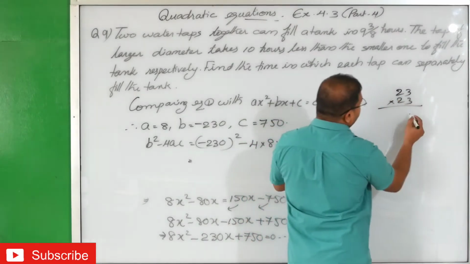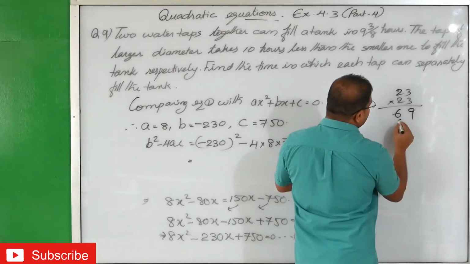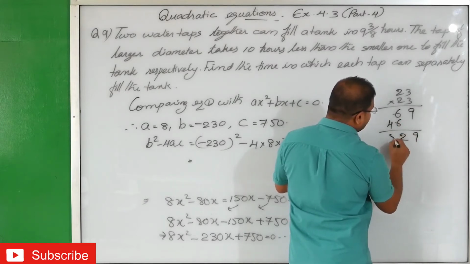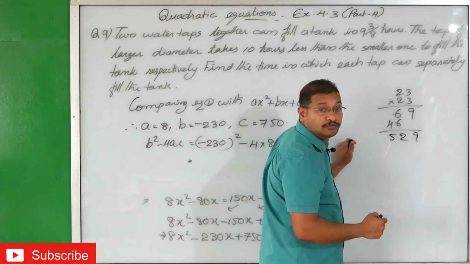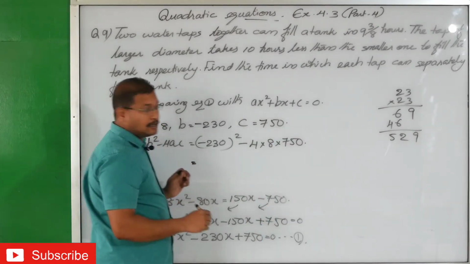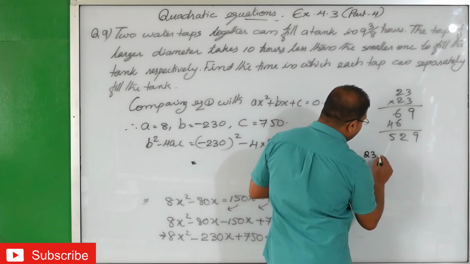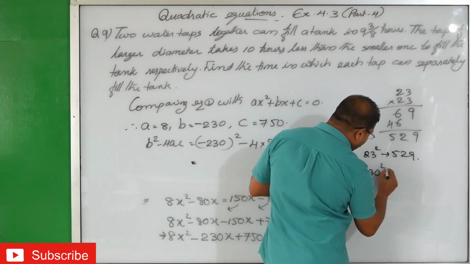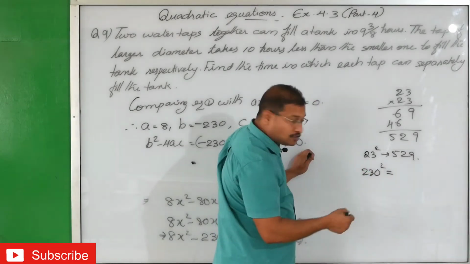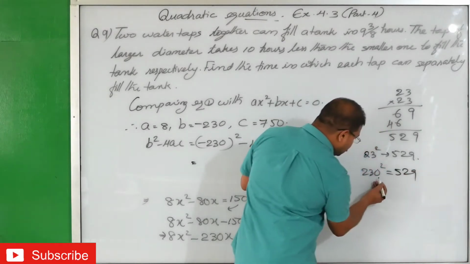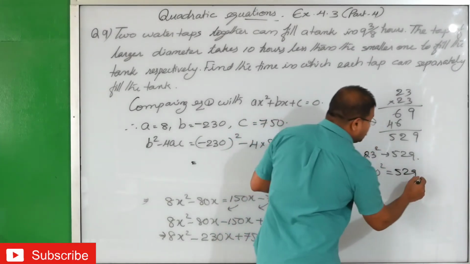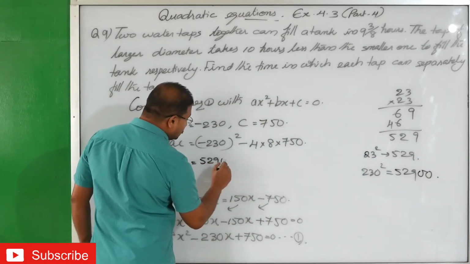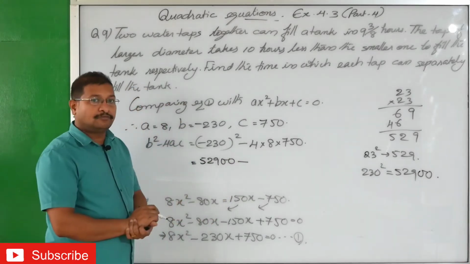Ready? 3 3s are 9, 3 2s are 6, 3 2s are 6, 2 2s are 4. That means 9, 6 plus 6, 12, 1 in hand, that means 5, 29. So 23 square is 529. But if you want 230 square, what will happen? 230 square means 529, this 0 means 10, 10 square means 100, that means 2 zeros will be put. That means we will get 52900 minus. Now what will you do?